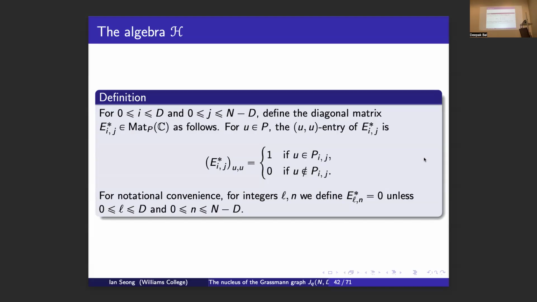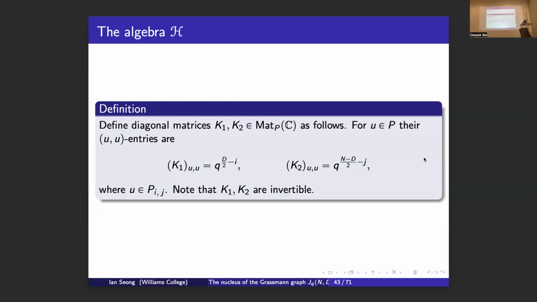Okay, now just like how we defined the Bose-Mesner algebra, the dual Bose-Mesner algebra, and the Terwilliger algebra, we're going to define a bunch of matrices that define the subalgebra H. We define E*_ij, which has a double index. This is a diagonal matrix in Mat_P(C) where the UU entry is 1 if U is in P_ij, and 0 if U is not in P_ij. So it's just like the E*_i that we saw for the graph, but in the projective geometry picture.